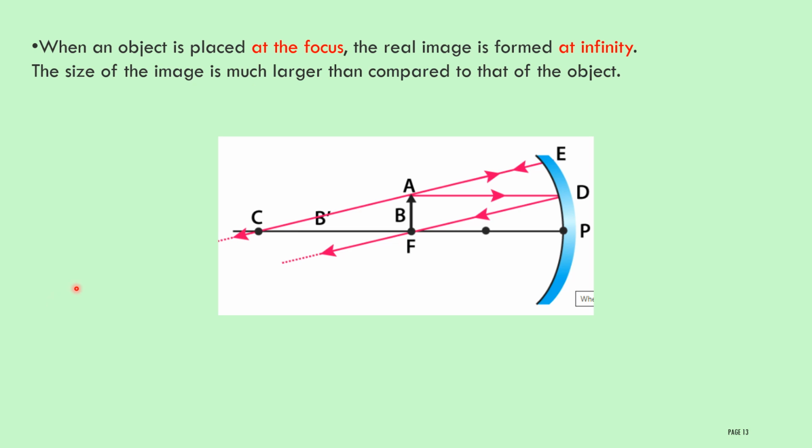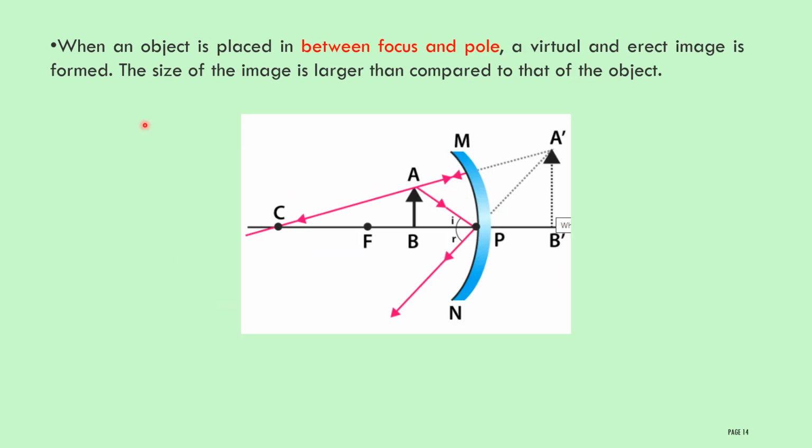Therefore, here the image is real because you are getting the image on the screen. You will get the image at infinity. Then the size of the image is much larger compared to the size of an object. Next one, when an object is placed between the focus and the pole. This is the position of an object in between the focus and the pole. Then you will get a virtual and erect image. The size of the image is larger compared to the size of an object.